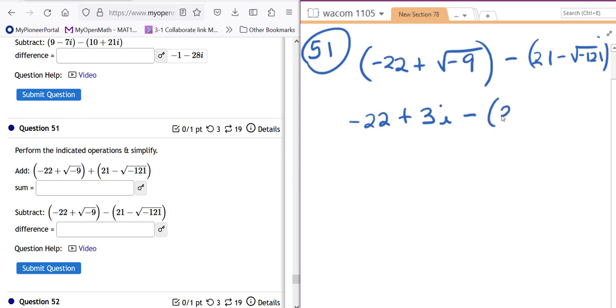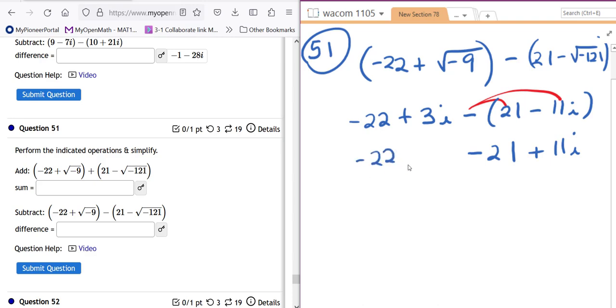All right, so we have 21, and this 121, the square root is 11. So this is going to be 11i, so this is minus 11i, but you need to distribute this minus. So this will be minus 21, and this will be plus 11i. Then the parentheses can come off.